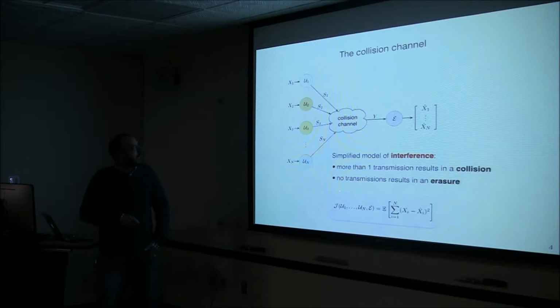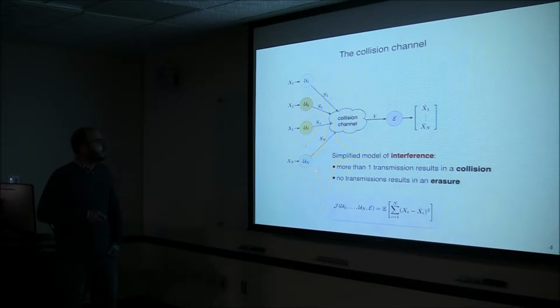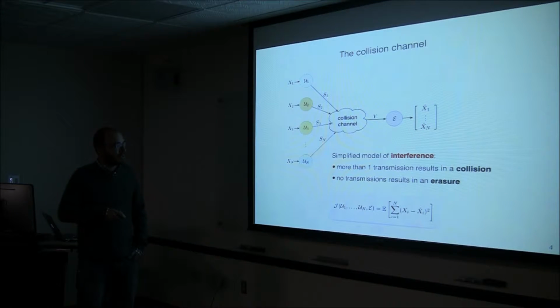So the first problem that I formulated was the following. You have multiple sensors, each one making a measurement. These measurements are independent, and they communicate with a remote estimator through a collision channel. This collision channel is a very simple model for interference that works as follows. If more than one sensor transmits, then the output of the channel will be a collision.